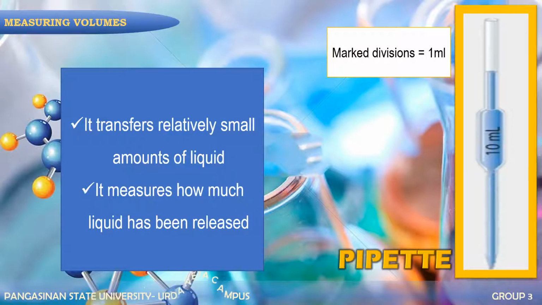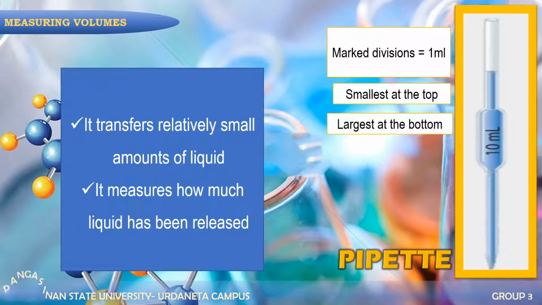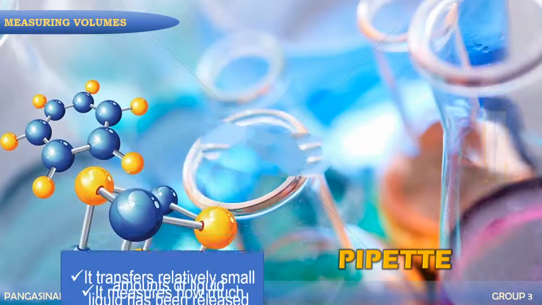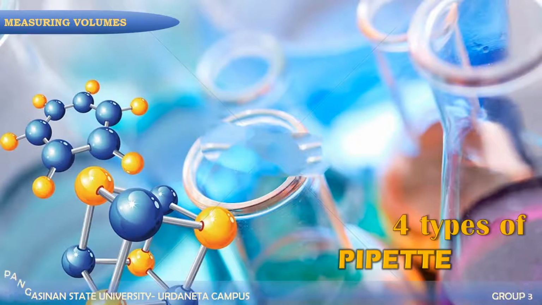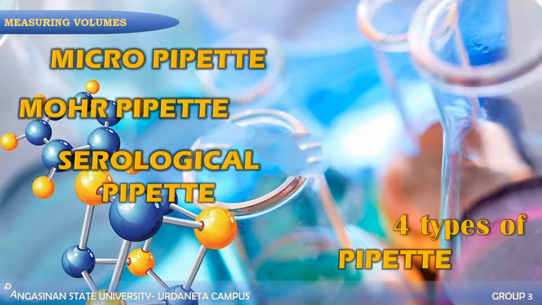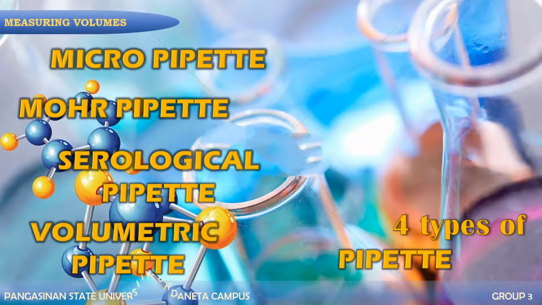The marked divisions on this device are equal to 1 milliliter and are smallest at the top and largest at the bottom. This instrument is filled to the top mark, but the reading is 0.100 milliliter because none of the liquid has been released. Pipettes have 4 different types: the micropipette, Mohr pipette, serological pipette, and volumetric pipette.